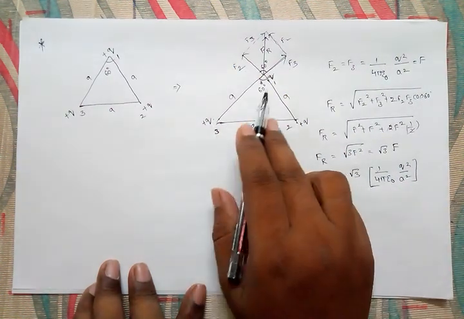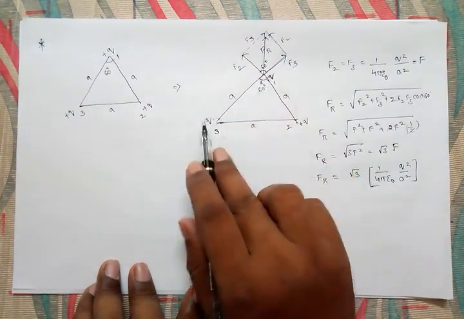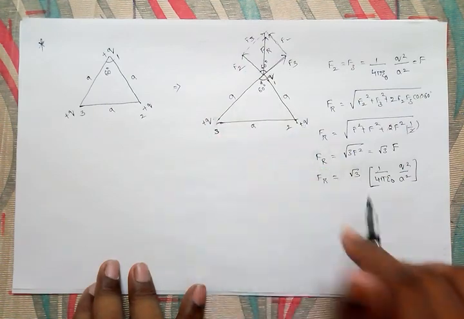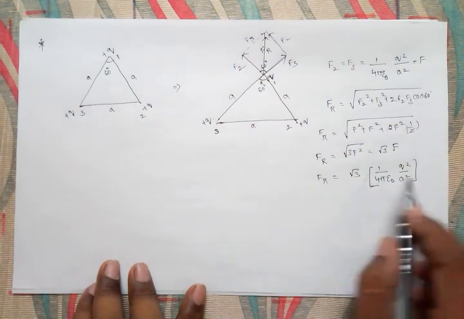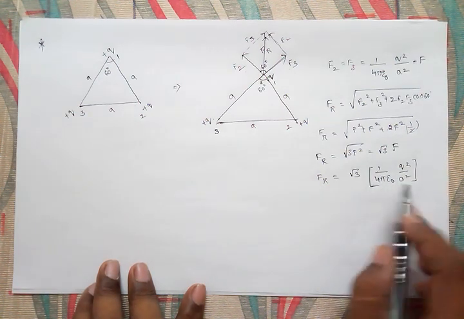If equal charges are present at the three corners, then at any corner the resultant force is root 3 times the force between any two charges on adjacent sides.